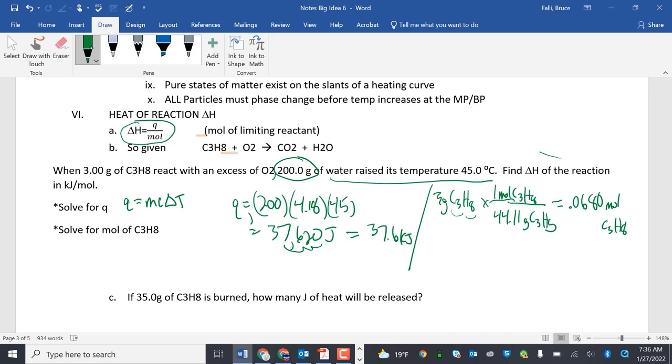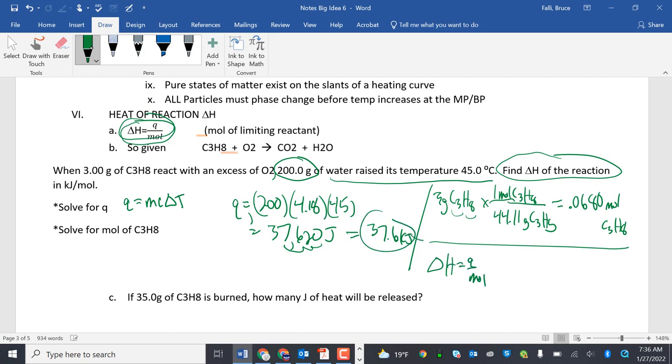So then we're trying to find delta H of the reaction. So now we're going to do delta H is Q per moles. Delta H is Q over moles. There's Q. Here's moles. So it's going to be 37.6 over 0.068. 37.6 divided by 0.068 is 553 kilojoules per mole. Okay.